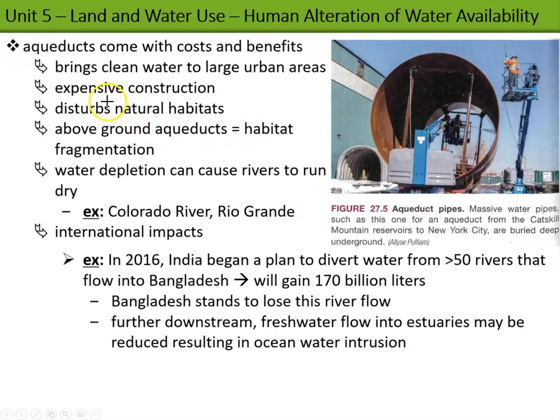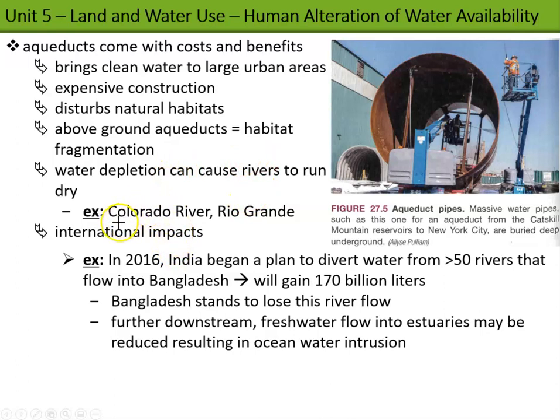Now, they are very expensive to build. They can and often do disturb the natural habitat. And above ground aqueducts can cause some habitat fragmentation, which is a major problem for plants and animals nowadays. Water depletion can also cause rivers to run dry, and this is one of the primary, I would say, or the most impactful negative impact: the depletion of water.